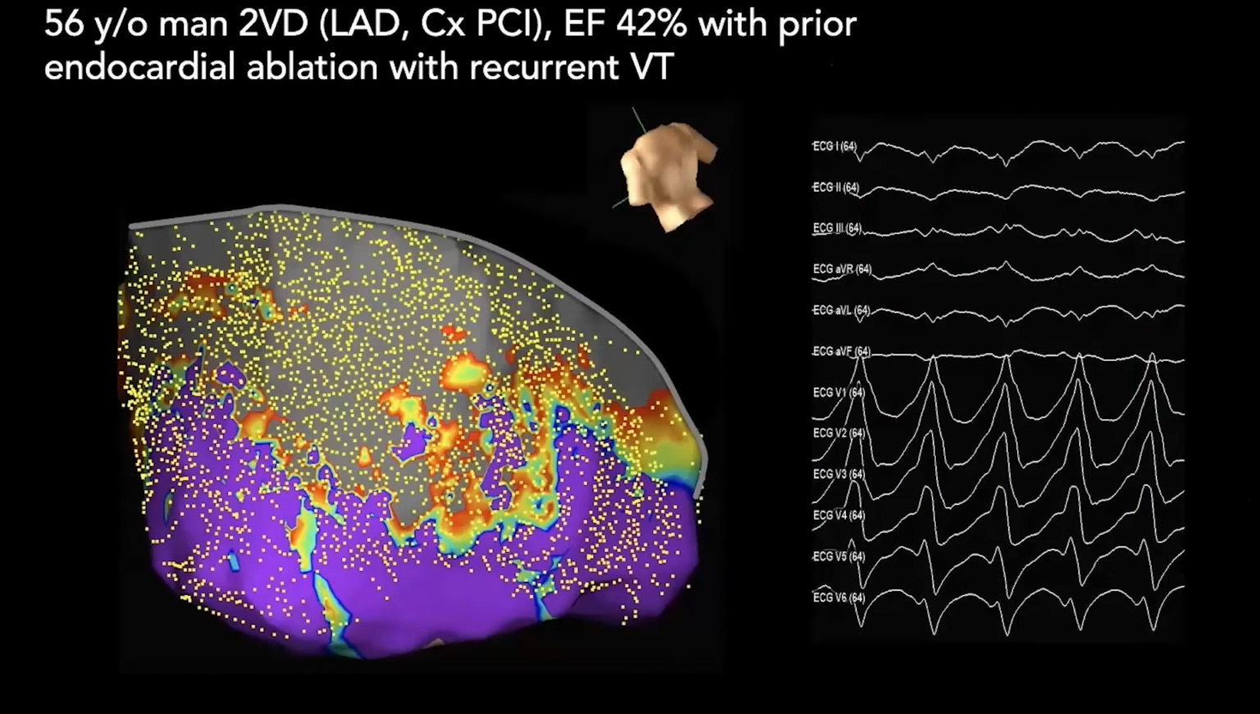And here in this example of a 56-year-old gentleman with 2-vessel coronary disease, moderately low EF, you see this larger area of scar, and if you're going to do homogenization, there's a lot of areas that probably need to be ablated. This VT is also a right bundle with 3 greater than 2, indicative of something coming from the mid to basal lateral wall.